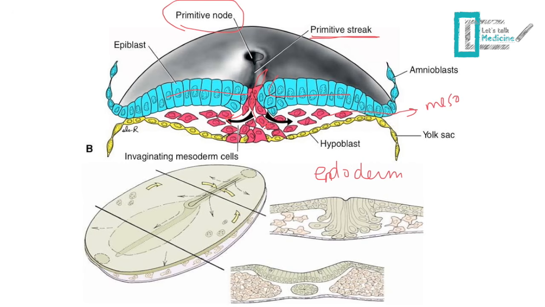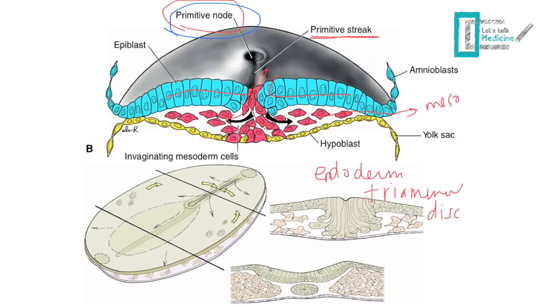So basically what happened here? All the cells going through the primitive streak will give you the embryonic layers, the endoderm, the ectoderm and the mesoderm. And this is what we call the trilaminar disc, or the three-layer disc. And now let's go to the cells coming through the primitive node.